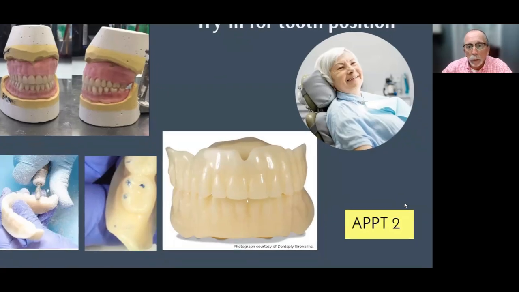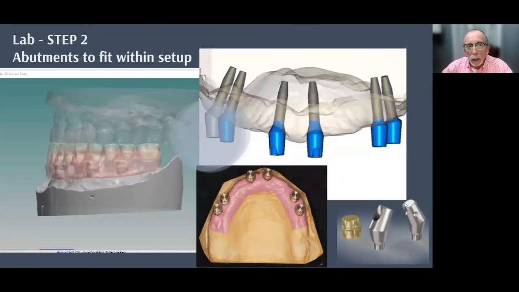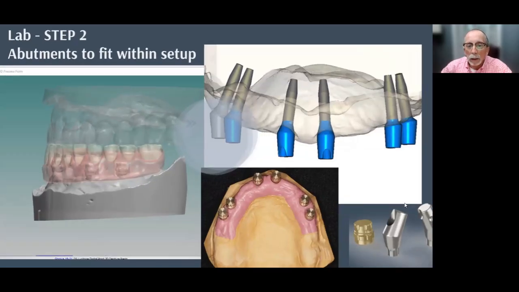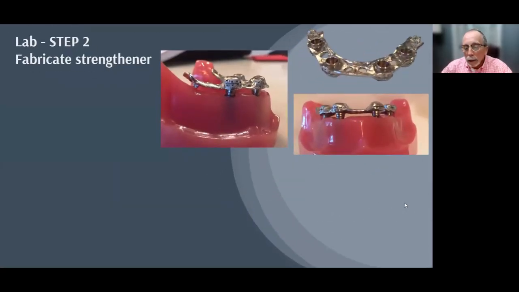Third appointment, or the lab's next step, is: okay, we're going to take this data, whether it's analog or digital, and we're going to order the abutments. So now we know that the patient's happy with the tooth setup, and we know where we can put the abutments. So now we can order the custom abutments, get the angle correction done, and get the abutments in the lab. And in the traditional analog acrylic work, we almost always put a metal strengthener in these. So the first step would be to take that data and make a metal strengthener, and we typically waxed and cast this.